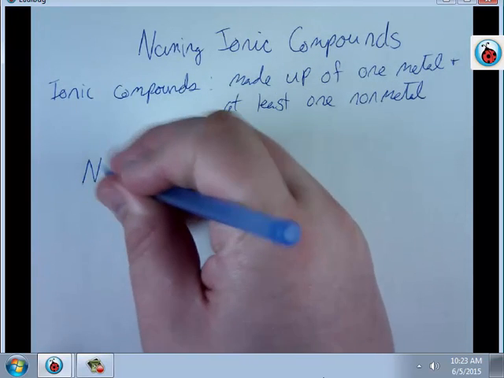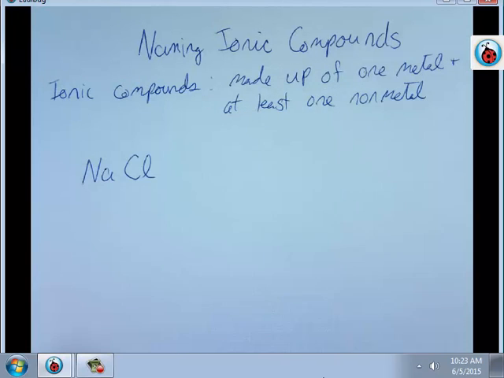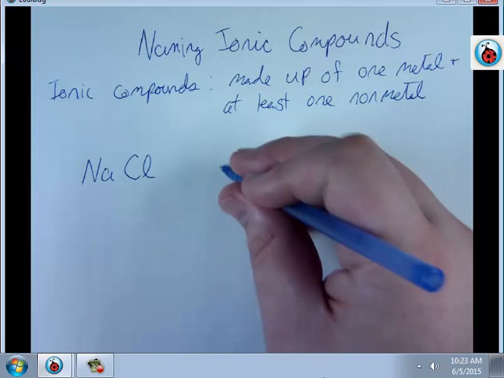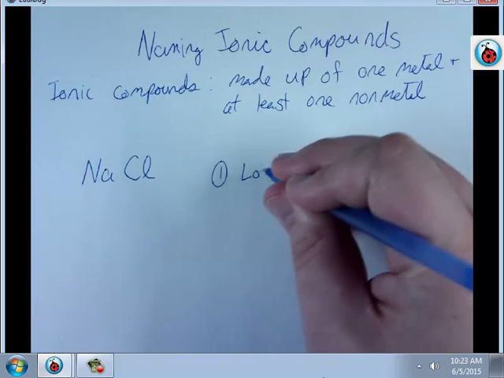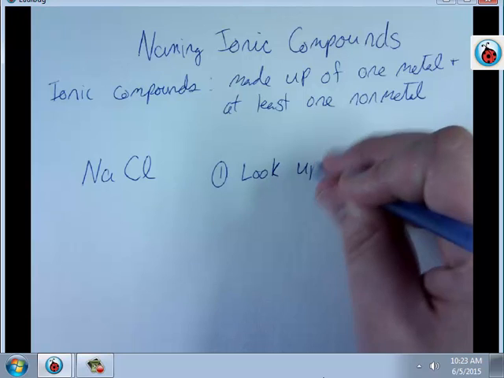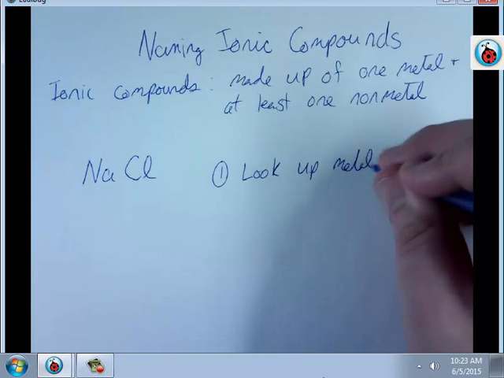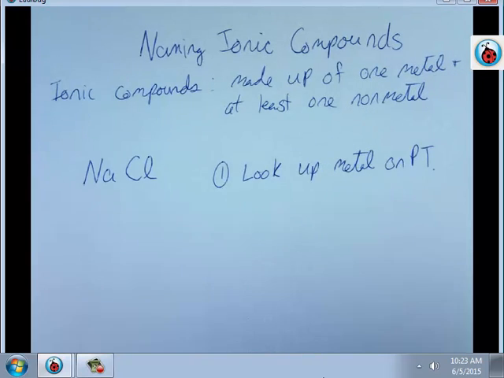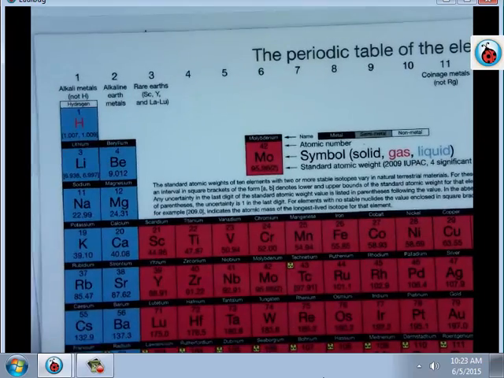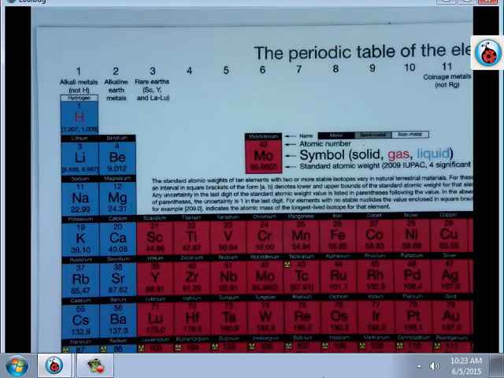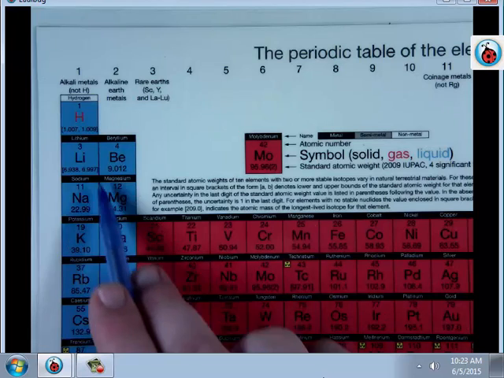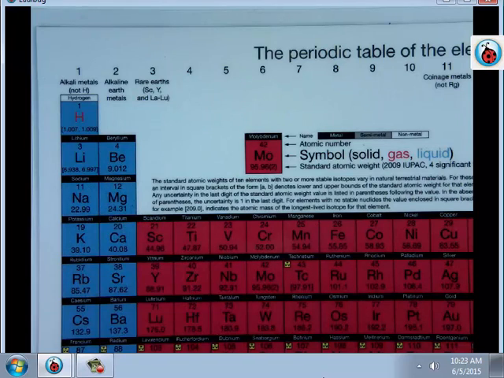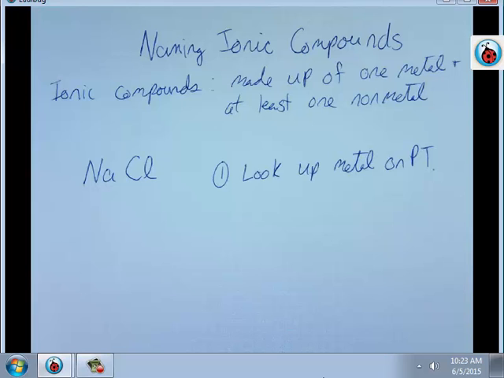Let's start with an easy one. NaCl. First, look up the metal on the periodic table. And here's my periodic table. There's Na, and it's sodium. It's in group 1, so I don't need any Roman numerals.